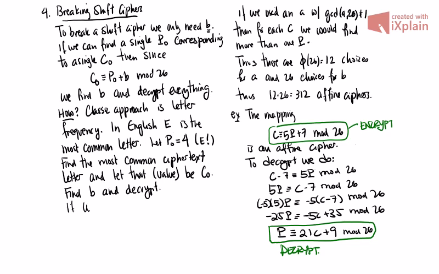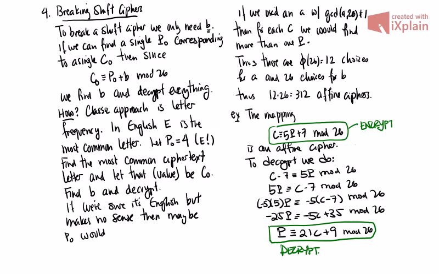So we could say if we're sure it's English but it makes no sense, then maybe there weren't as many E's as you thought, so maybe P0 would correspond to the next most common letter, which is T.